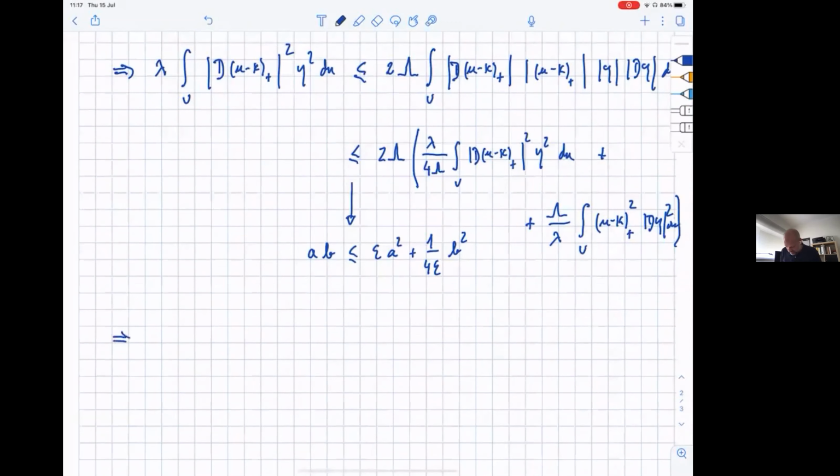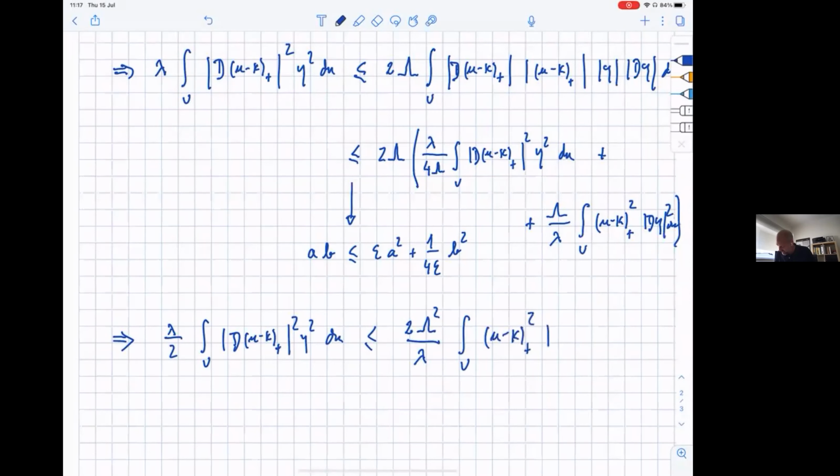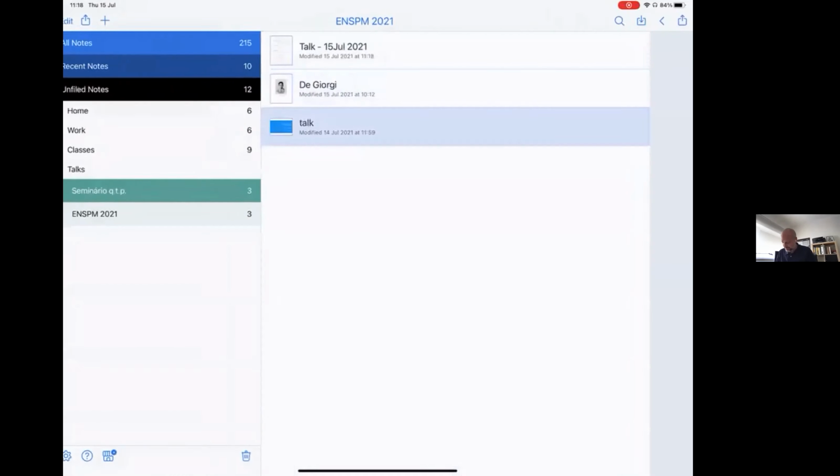So now let's do this. So we multiply this here, we get lambda over 2. This term is exactly like this. We bring it to the left-hand side, and we get here lambda over 2, integral of the gradient of (u minus k)_+ squared eta squared dx, less or equal. And on the right-hand side, we get 2, this guy squared over lambda, integral of (u minus k)_+ squared gradient of eta squared dx. And then we just multiply everything by 2 over lambda. So we get here a square, and we get here 4. Okay. And hopefully this is exactly what we have here.